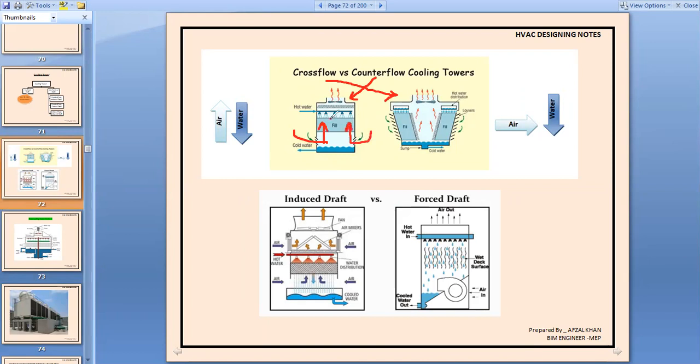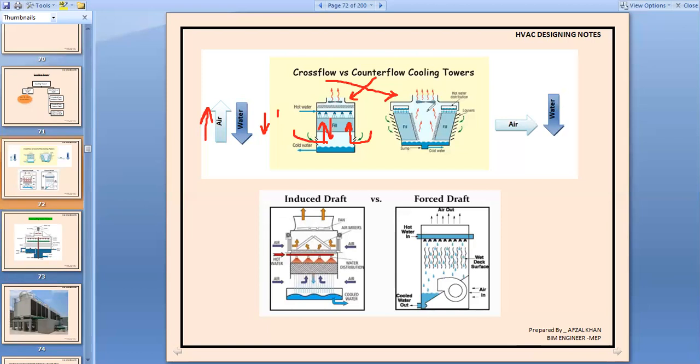Okay, and the water going down means the water and the air are parallel. Water is coming from the top and air is going to the top. Okay, so there is a parallel combination of air and water.